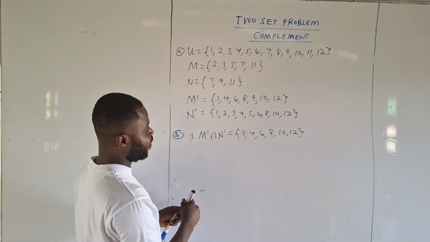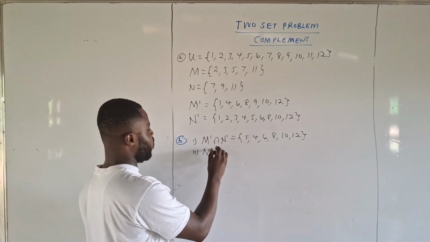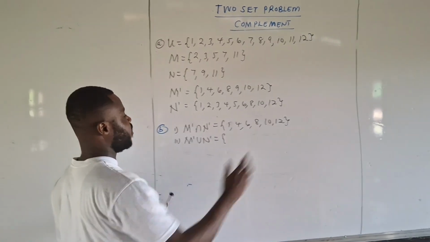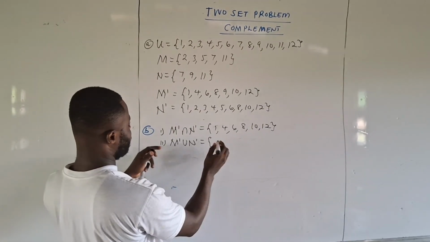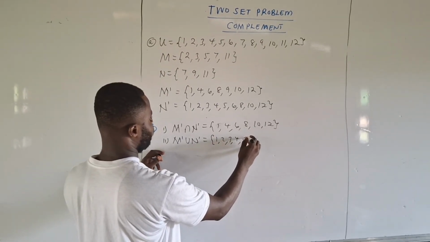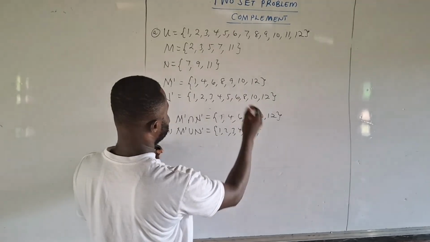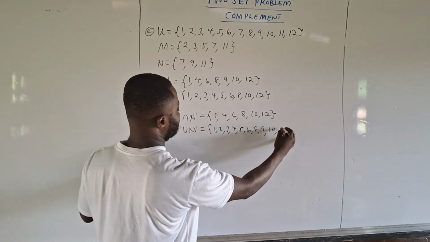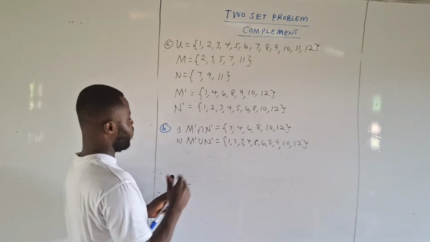So this is the (i). The (ii) says that we should find M complement union N complement. Union means putting the two sets together by listing the numbers in either descending or ascending order. So from the lowest, we have 1, 2, 3, 4, 5, 6. We don't have 7. So we have 8, we have 9, we have 10, then we have 12. This is M complement union N complement.